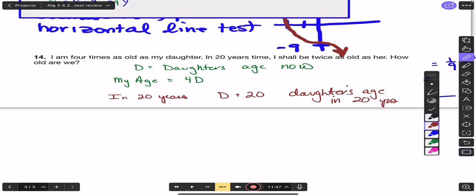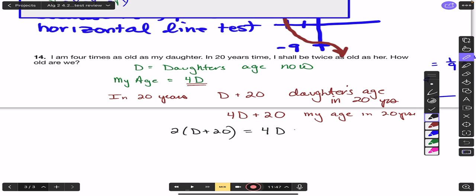I'll be twice as old as her. So in 20 years, my age, which was 4D, is now 4D plus 20. That's my age in 20 years. And they say that it'll be twice my daughter's age at that point. So I can write a little equation: twice my daughter's age in 20 years will equal my age in 20 years. And there's our equation that we can solve.